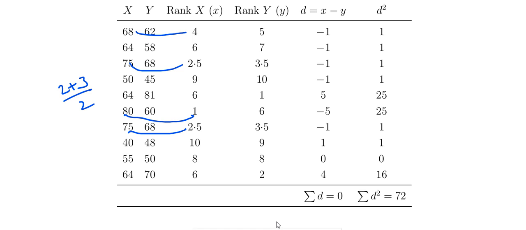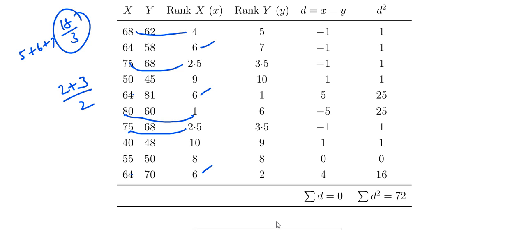This is the 64, 64. So fifth, sixth, seventh: 5 plus 6 plus 7, that is called 18. 18 by 3 is 6. So we have put 6, 6 for all three. So this is the rank.